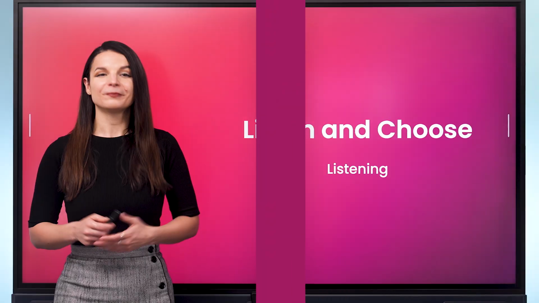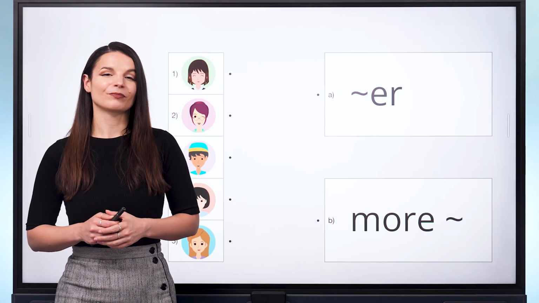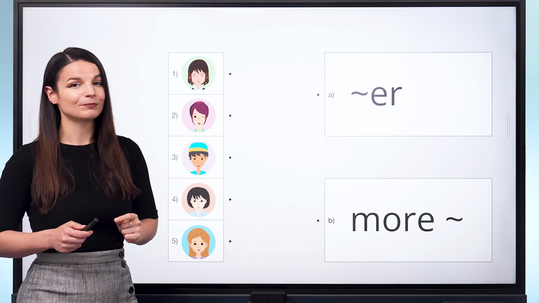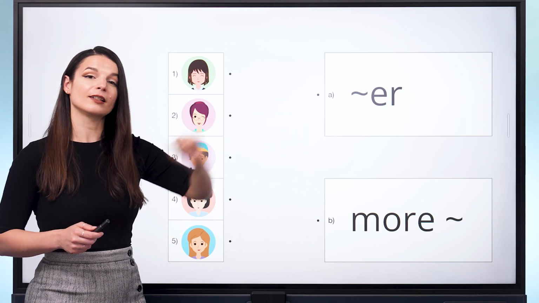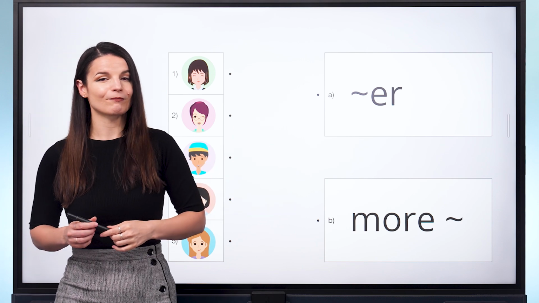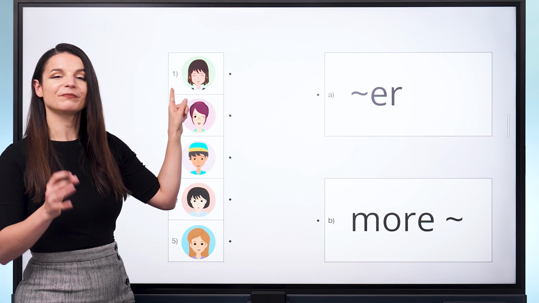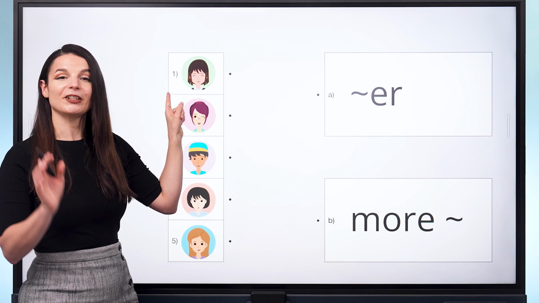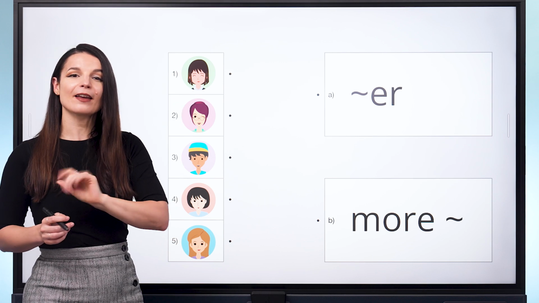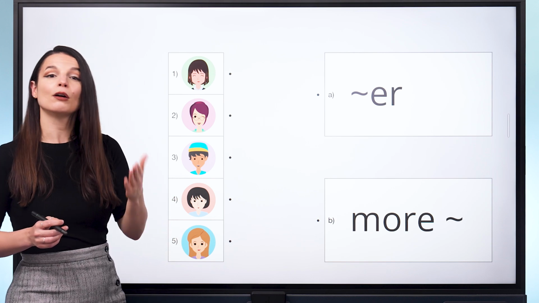Listen to what I say and match the sentence to the correct answer. What is the correct way to put these adjectives into the comparative form? Is it appending er to the end of the adjective or placing more before the adjective? Efficient. Listen one more time. Efficient. Did you say more? The correct way to make a comparative adjective is to say more efficient.